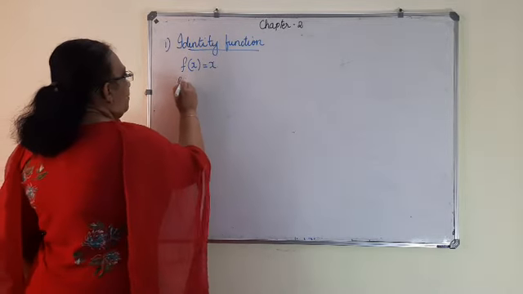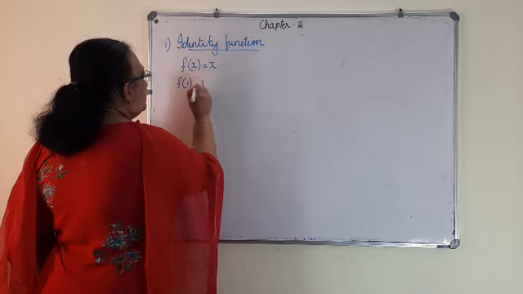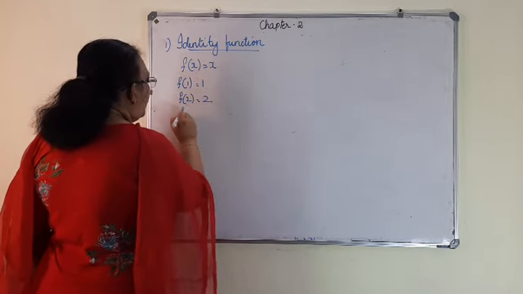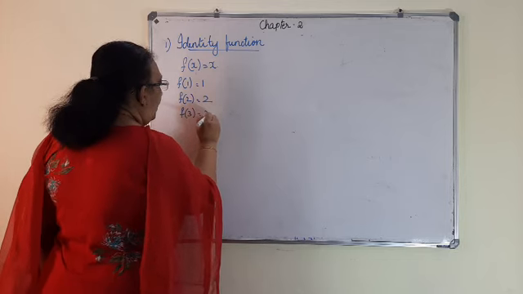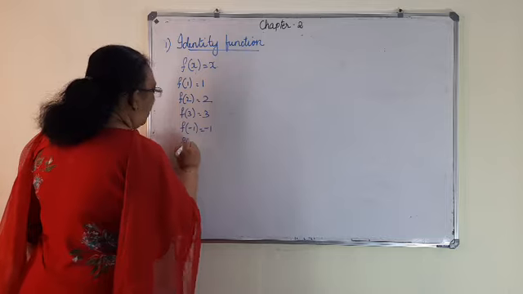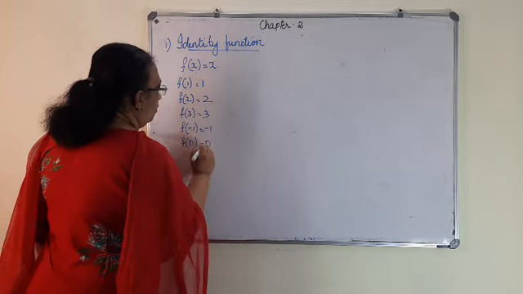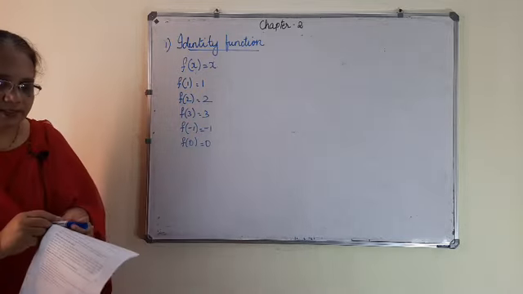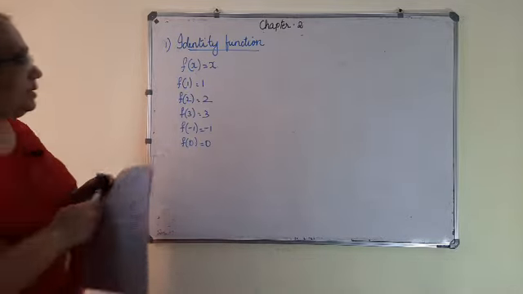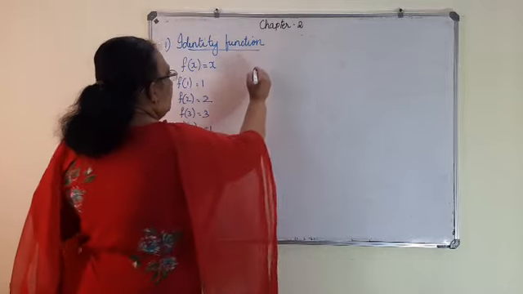That is, if you say f of 1, it is equal to 1. F of 2 is equal to 2. F of 3 is equal to 3. F of minus 1 is equal to minus 1. F of 0 is equal to 0, and so on. Now let us sketch the graph of the identity function.